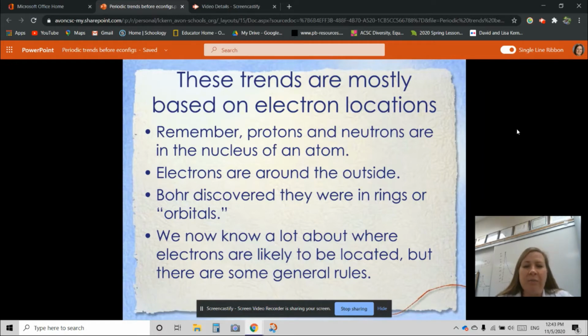So these trends are based mostly on the location of electrons. Remember, protons and neutrons are in the nucleus. Electrons are going around the outside. And Niels Bohr, you might remember, discovered that they were in rings or in orbitals. We call them orbitals around the nucleus. We now know a lot about where electrons are likely to be located, but there are some general rules.